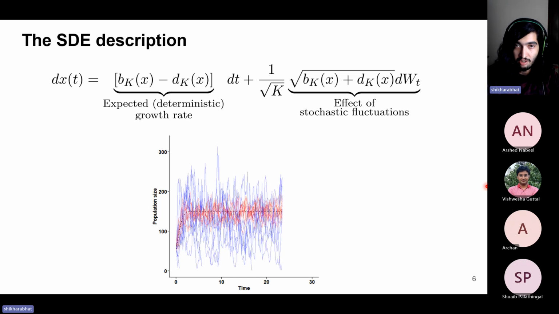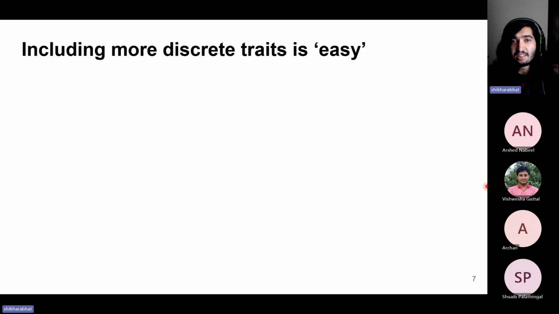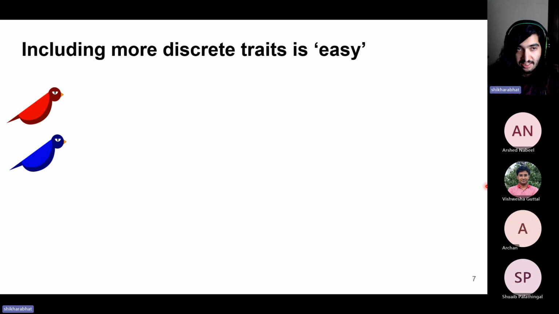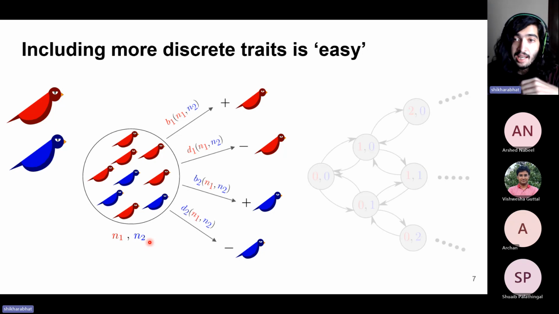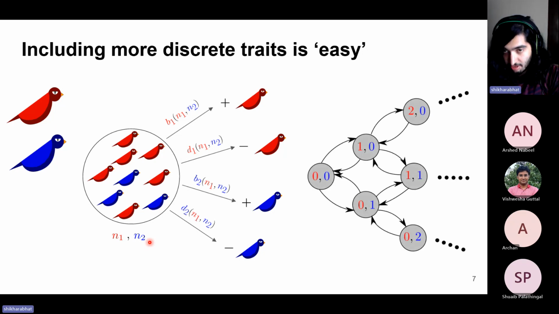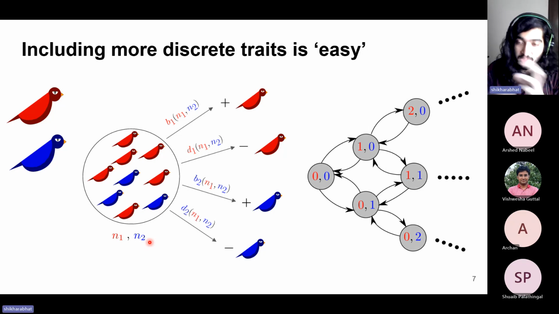And what I actually showed you on the board last time was that including more discrete traits is easy. For example, if we had red and blue birds instead of just red birds, we can characterize the population in a similar way. We now have two numbers counting the number of red birds and the number of blue birds, and four functions, two representing the birth and death rates of red birds and two representing the birth and death rates of blue birds. We then, as before, can count which transitions are possible and do this mathematically with the master equation and have our Taylor expansion that I showed you just now.